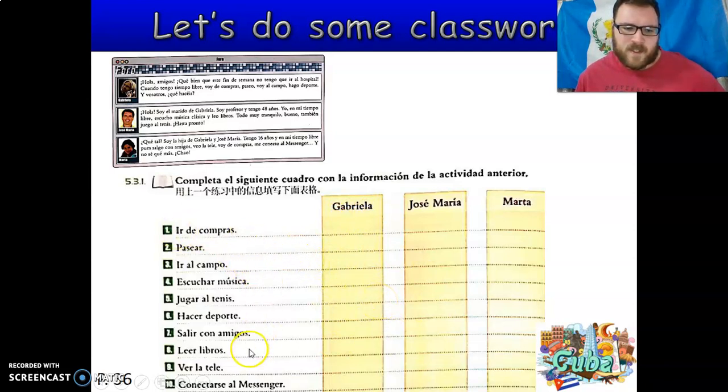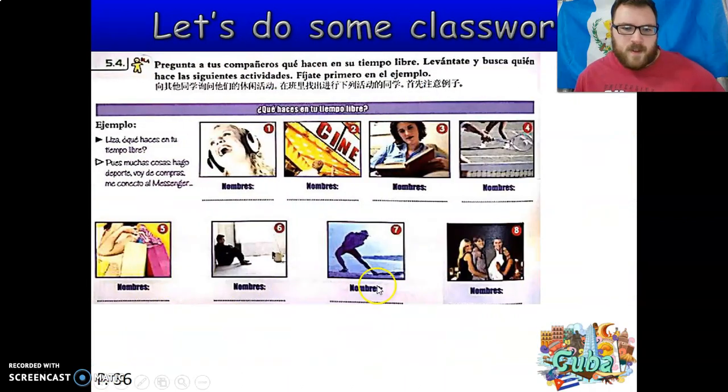So we have the activities here. There's 10 different ones. I taught you all of them in the first video for this lesson: ir de compras, pasear, ir al campo, escuchar música, jugar al tenis, hacer deporte, salir con amigos, leer libros, ver la tele, conectarse al Messenger. Okay, cool. So who does which activities? You just tick, tick, tick. He does this one, she does this one. Easy.